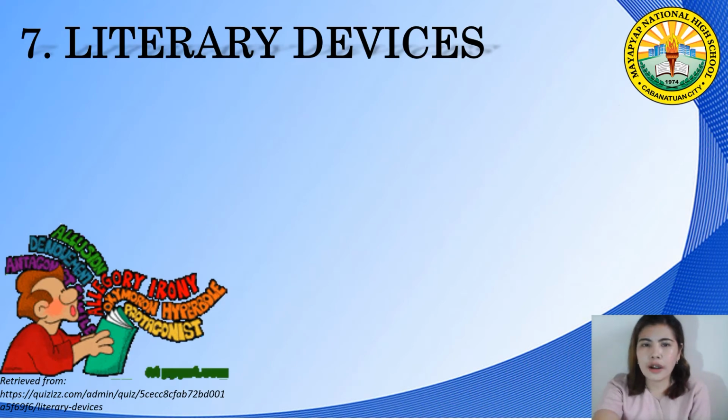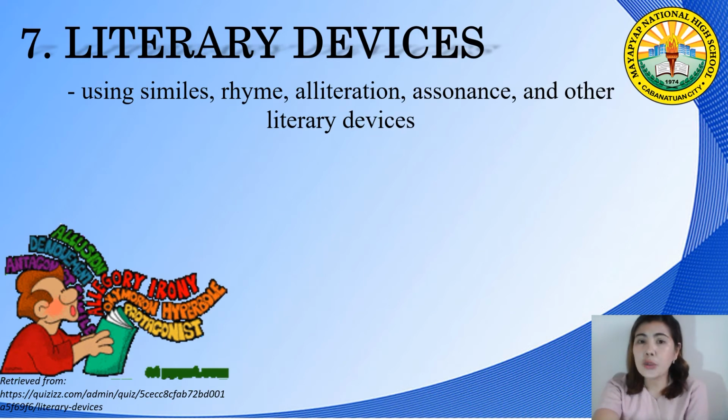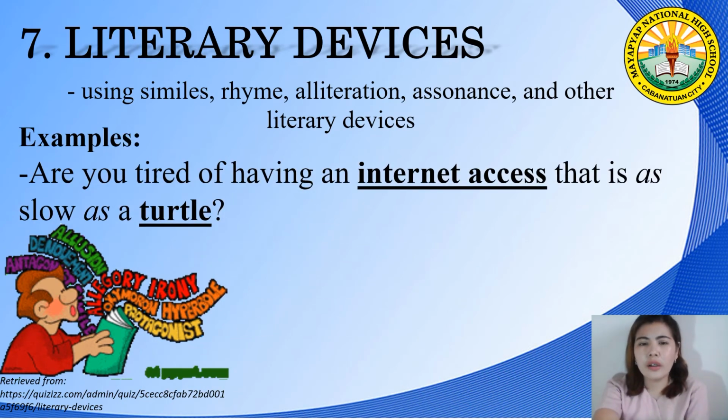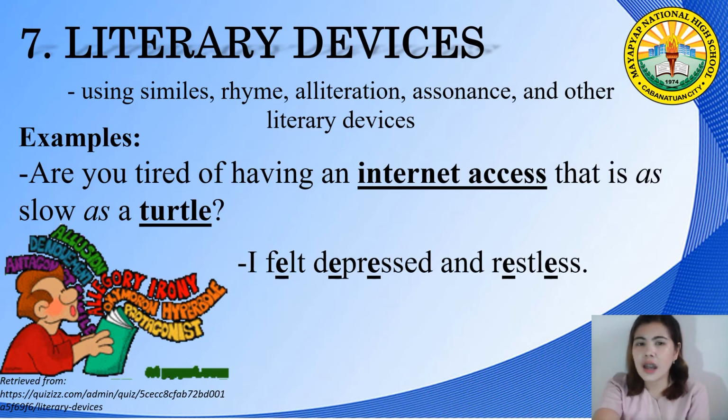The use of literary devices builds a clearer image or picture for the reader. Such words or phrases make ideas memorable. In the given example, are you tired of having an internet access that is as slow as a turtle? Simile is used, which is a comparison between two different things using like and as. The internet access is being compared to a turtle. In the second example, I felt depressed and restless. This uses assonance, which is the repetition of vowel sound.